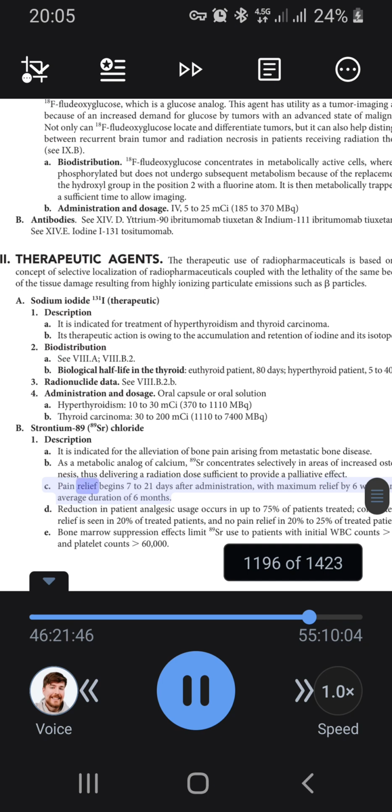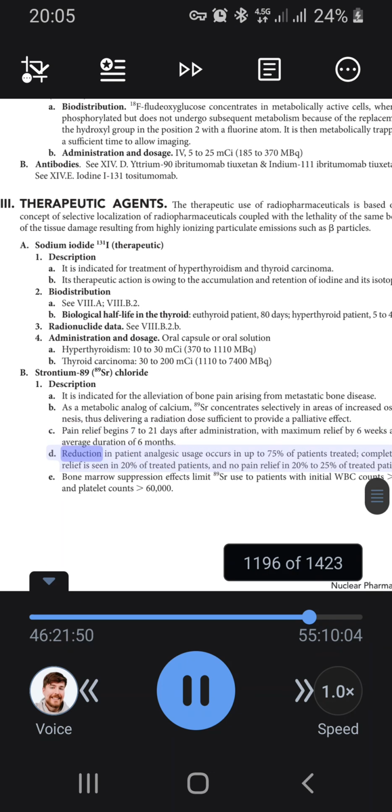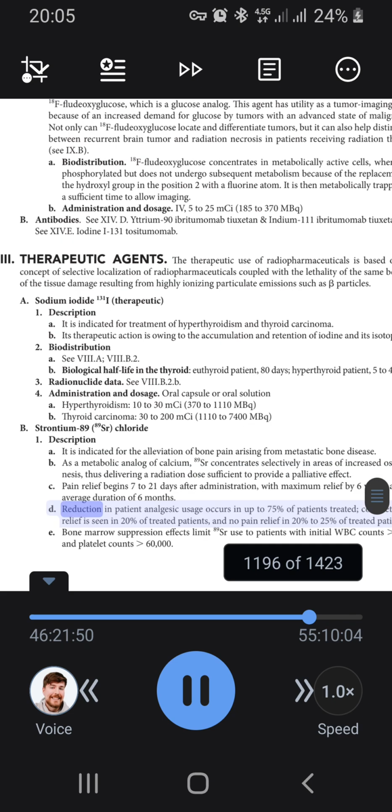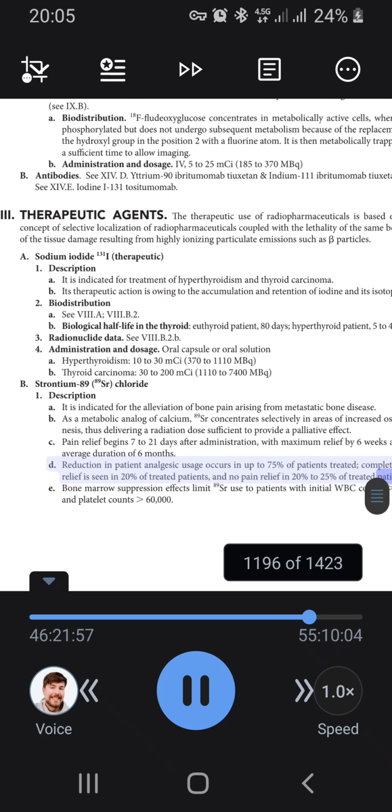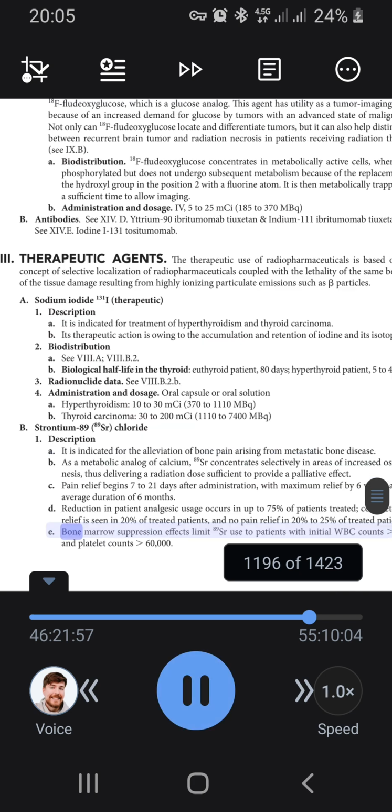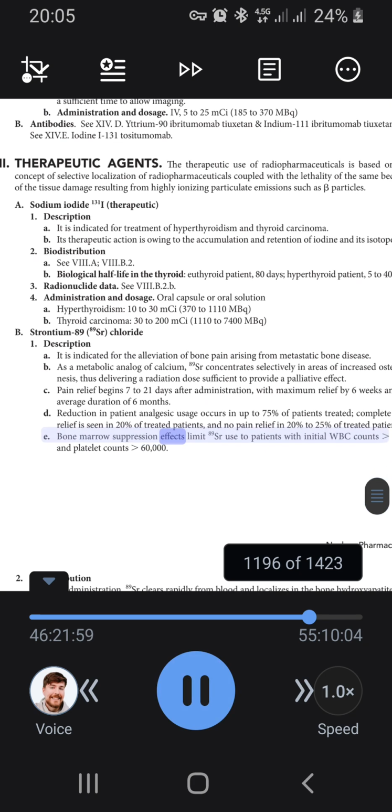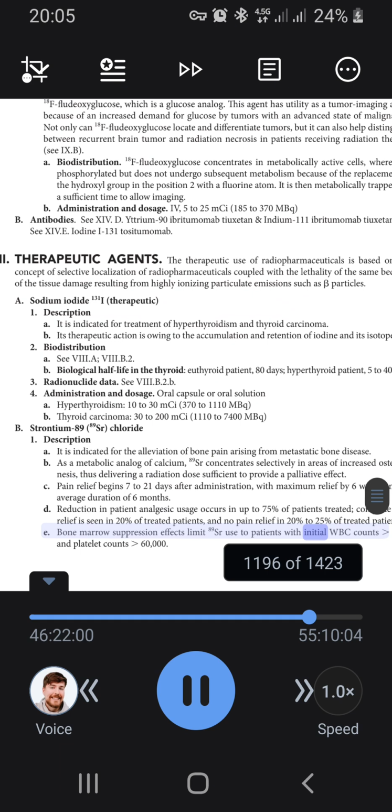C. Pain relief begins 7 to 21 days after administration, with maximum relief by 6 weeks and an average duration of 6 months. D. Reduction in patient analgesic usage occurs in up to 75% of patients treated. Complete pain relief is seen in 20% of treated patients, and no pain relief in 20% to 25% of treated patients. E. Bone marrow suppression effects limit strontium-89 use to patients with initial WBC counts above 2,400 and platelet counts above 60,000.